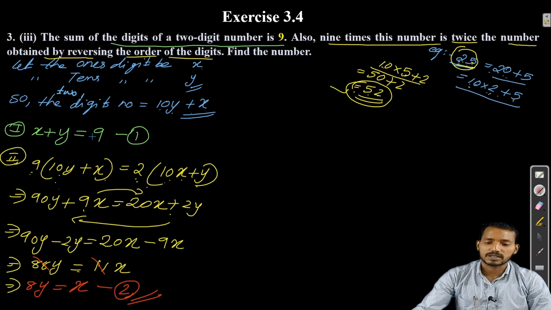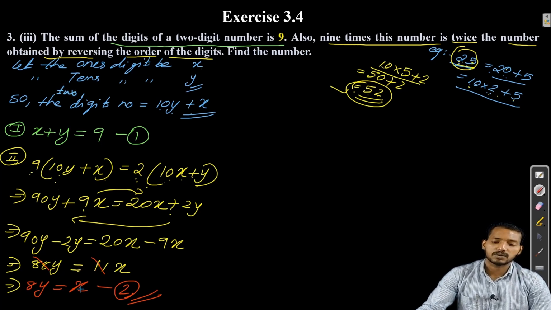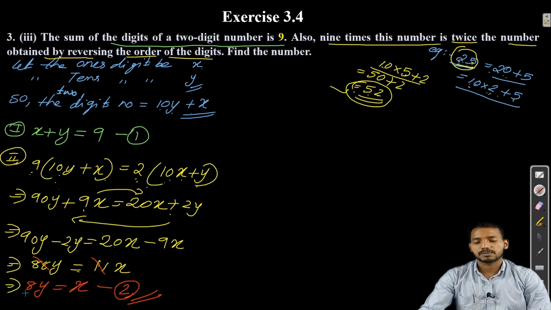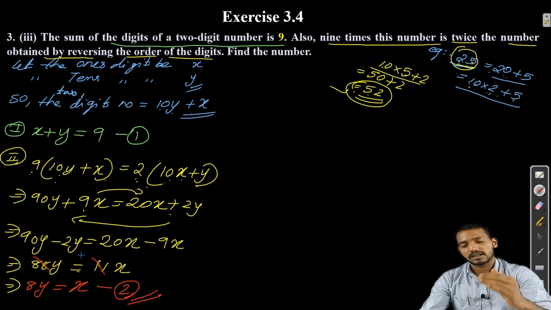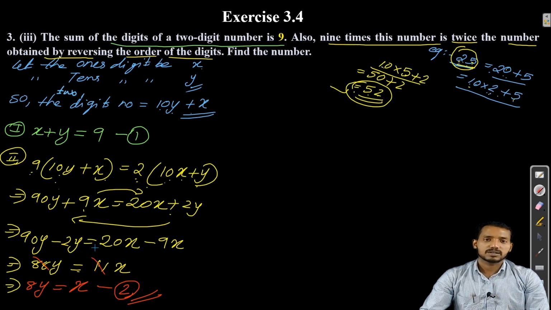Clear? So x plus y is equal to 9 and 8y is equal to x, or x equals 8y. This question is actually very simple using the substitution method, but it is asked to be done by the elimination method, so you are supposed to do it by the elimination method. Okay.